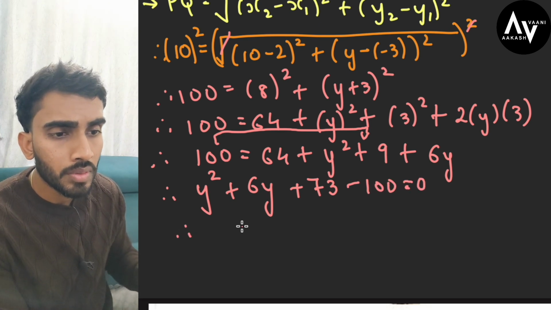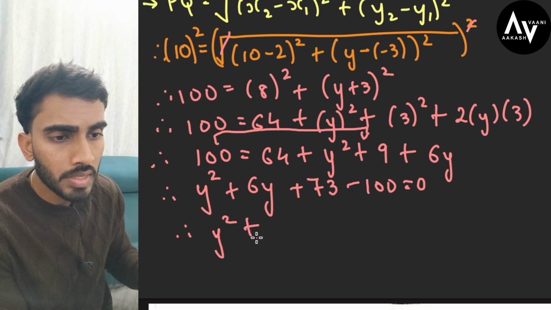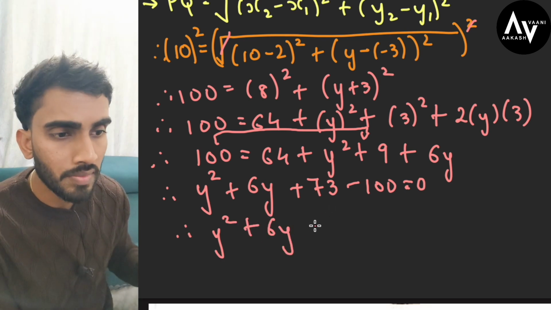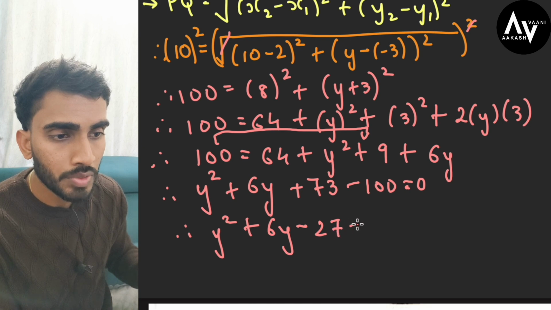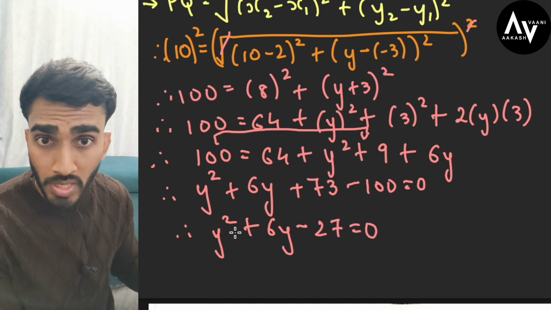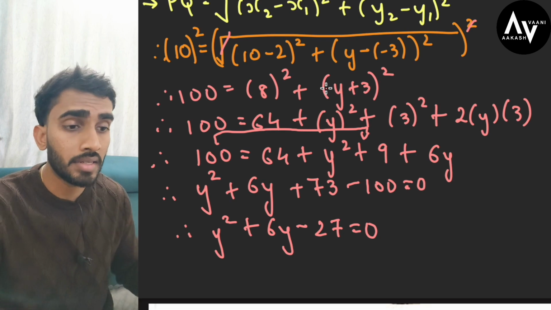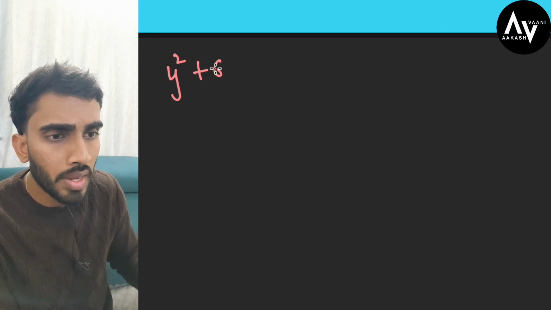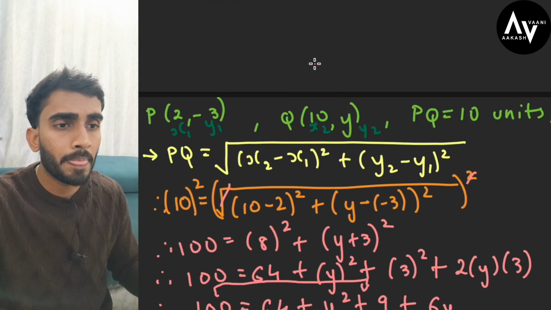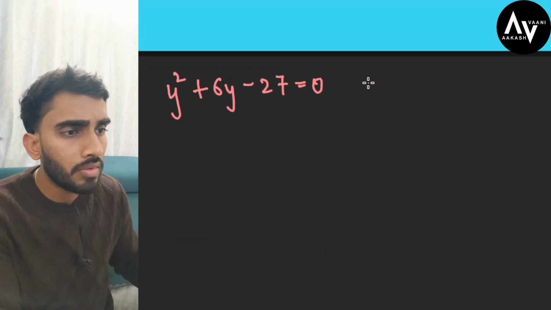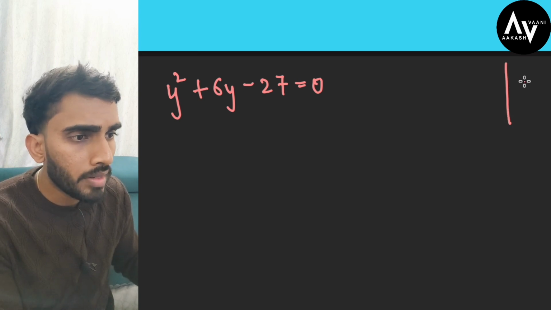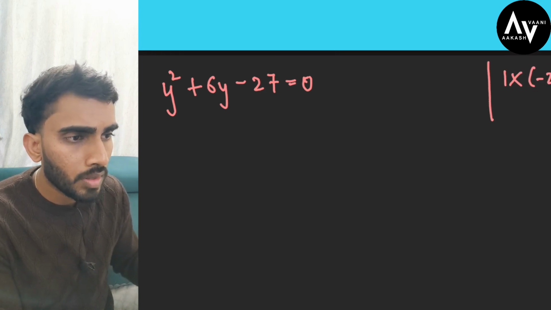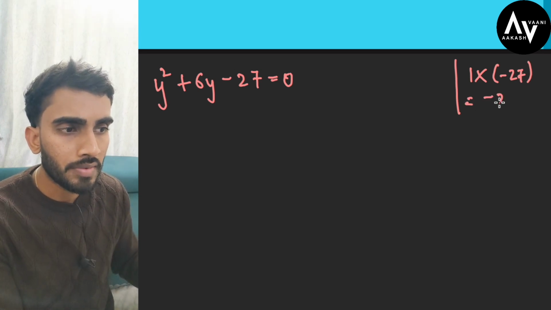Now here y square plus 6y plus 73 minus 100 will give us minus 27. It equals 0. That means now we got a quadratic equation which we need to factorize and find out the value of y. So let us factorize here. We have y square plus 6y minus 27 equals 0. So in rough, I will multiply 1 into minus 27. As a result, I will get minus 27.